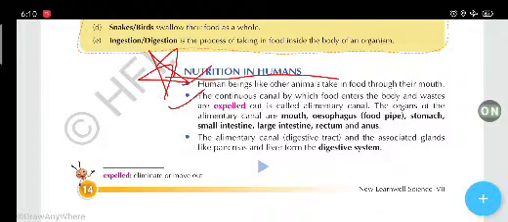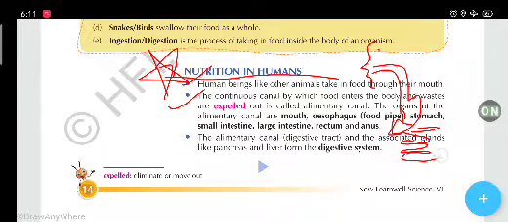So students, let me tell you one thing. This is a human being, and it has a food pipe. After the food pipe there is a stomach. After the stomach, the pancreas and liver. After that the small intestine, and after the small intestine the large intestine, and at last the anus.